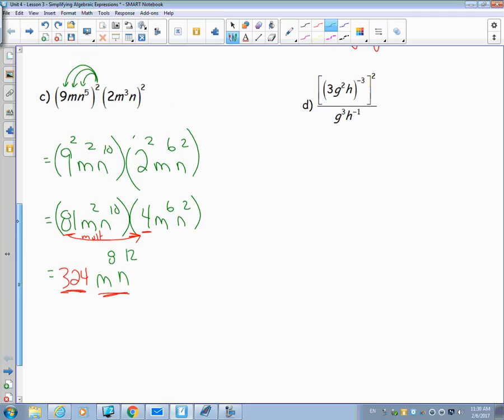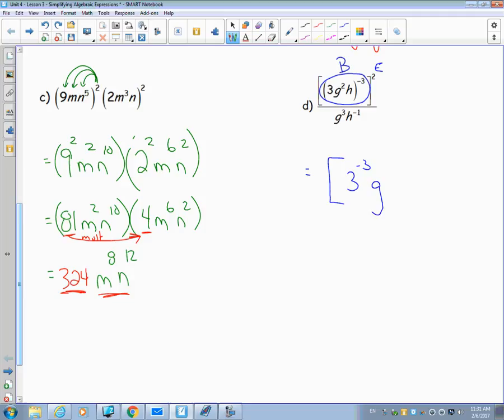And we'll try the next one, letter D. On the top, do I see brackets? I actually do this time. I see stuff inside brackets that have to be done before I do the exponents. So what can I do inside that bracket? I can apply the negative 3 to everything inside it. What will that get me? 3 to the negative 3, g to the negative 6, and h to the negative 3. And all that squared.